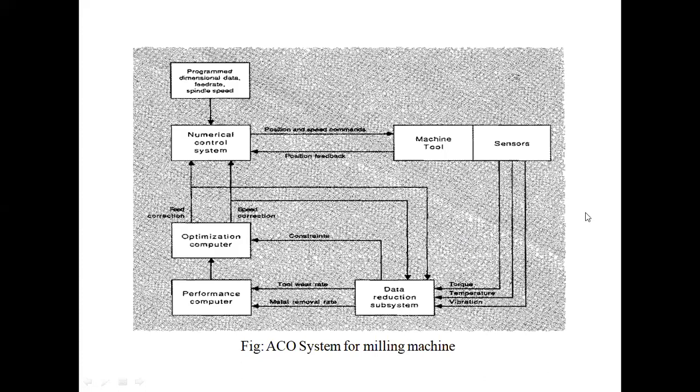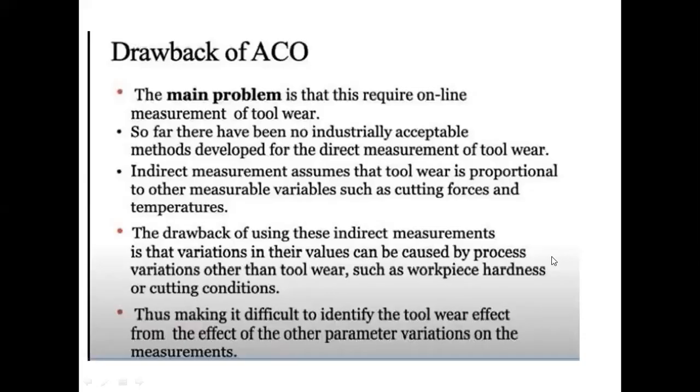You see, the problem with this system: out of the two, adaptive control with constraints and adaptive control with optimization, adaptive control with optimization is the least used, you can say. The constraint one, ACC, is more used. Why? We'll see. What is the drawback with ACO?